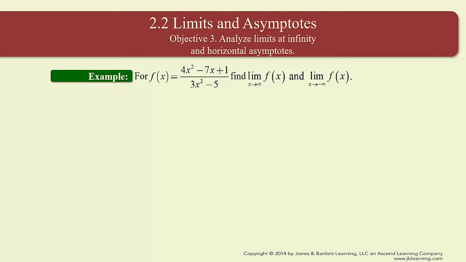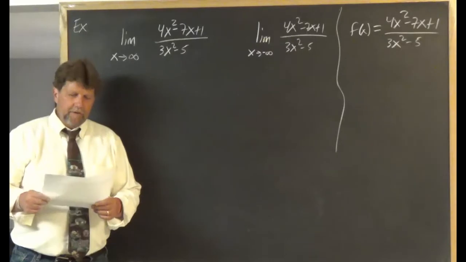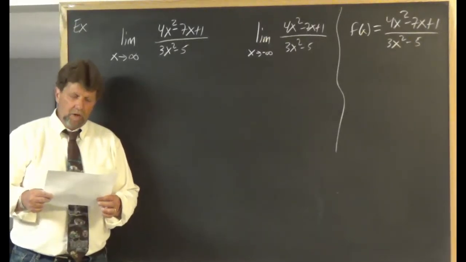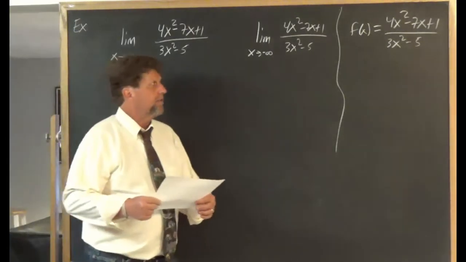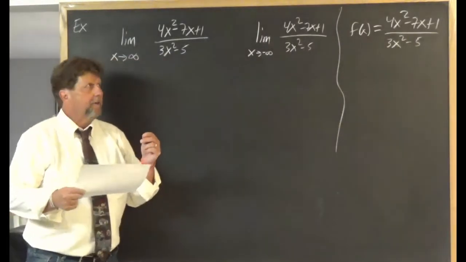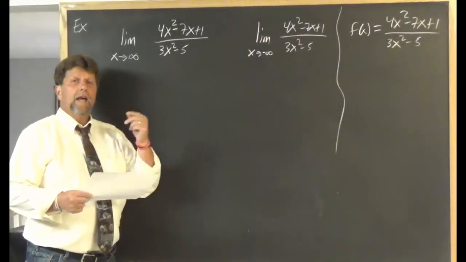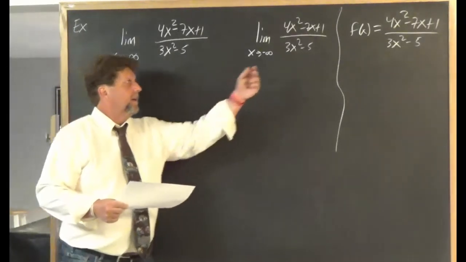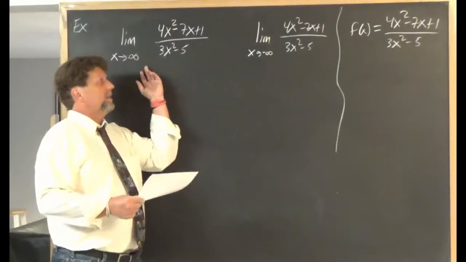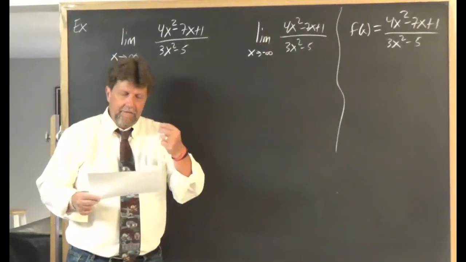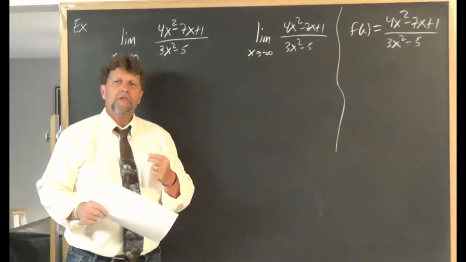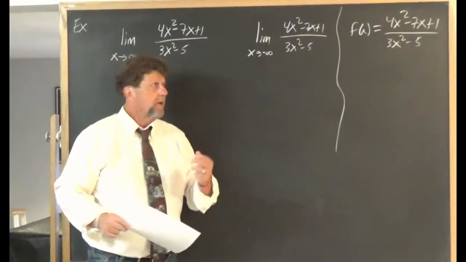So here we go. All right, folks, in this example, we were given the function f of x equals 4x squared minus 7x plus 1 all over 3x squared minus 5. I wrote it down over here. And we were asked to find the limit as x goes to infinity of the function and the limit as x goes to negative infinity of the function. Well, as we've seen, finding these limits at infinity, the key is, can we find the horizontal asymptote for the graph? So I look at the function.